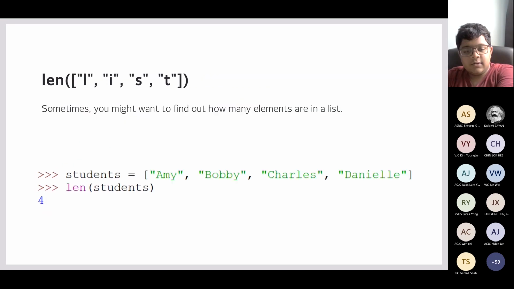And you can also use len to get the number of elements in the list. So the len of this list is 4 because there's 4 elements A, B, C, D. And that's essentially how you can use this.